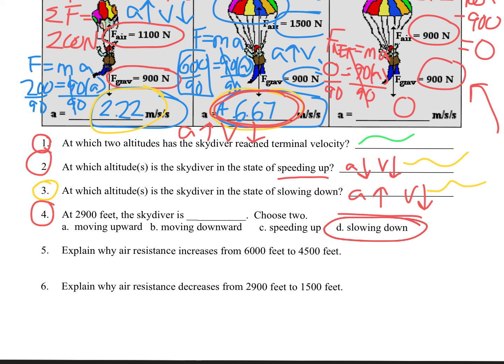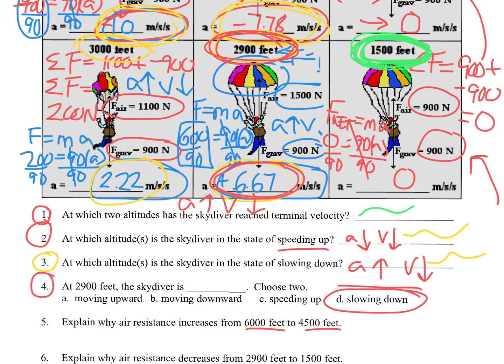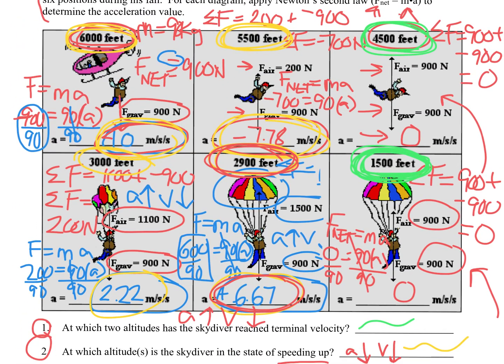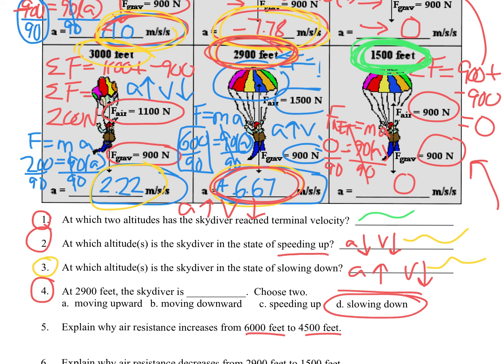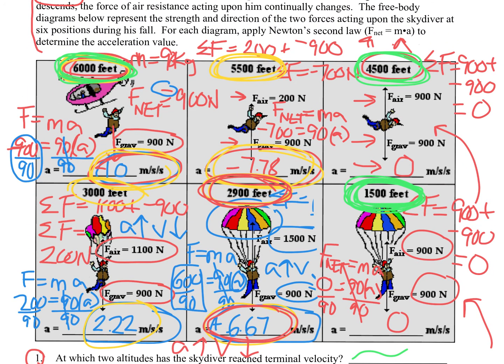Good. Let's talk about number 5. Explain why air resistance increases at 6,000 feet and 4,500 feet. Okay, let's look at 6,000 and 4,500. All right, looking up here at the top, 6,000 feet. Our question originally was explain why air resistance increases. So we are going to fall out of the plane, and as soon as we fall out of the plane, before we get moving, we feel the force of gravity, but there's no air resistance yet. After that, air resistance is going to increase because as we fall, we're going to fall through the air, which means the air is going to push on us. So we're speeding up, the air is going to push more and more on us.